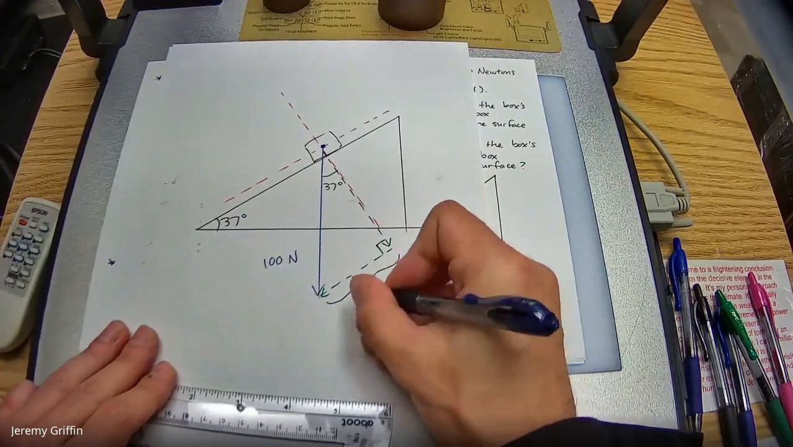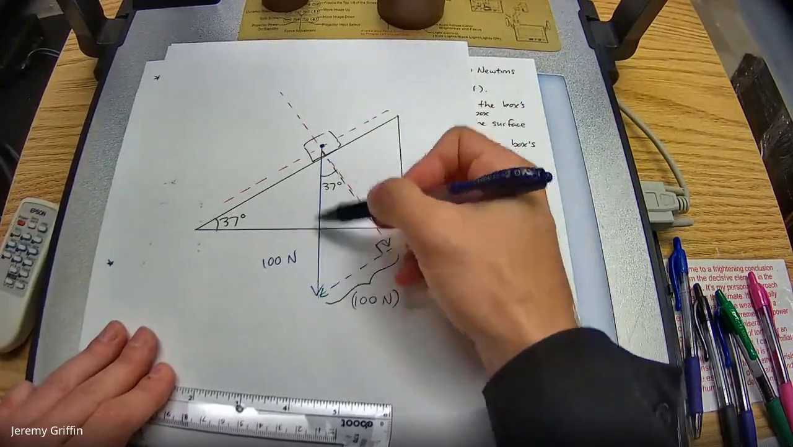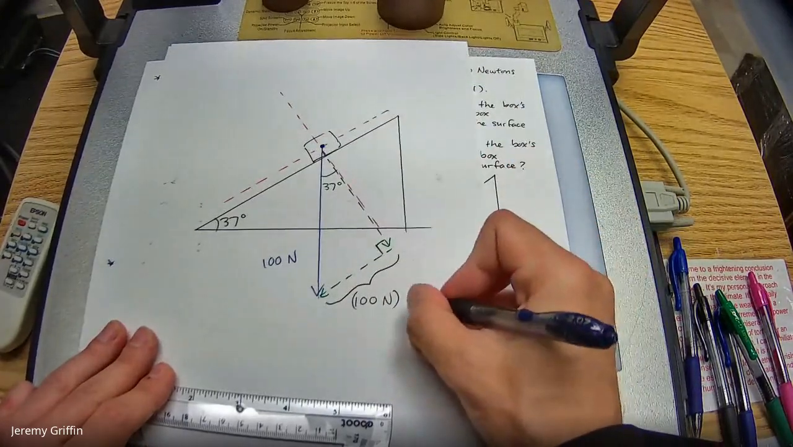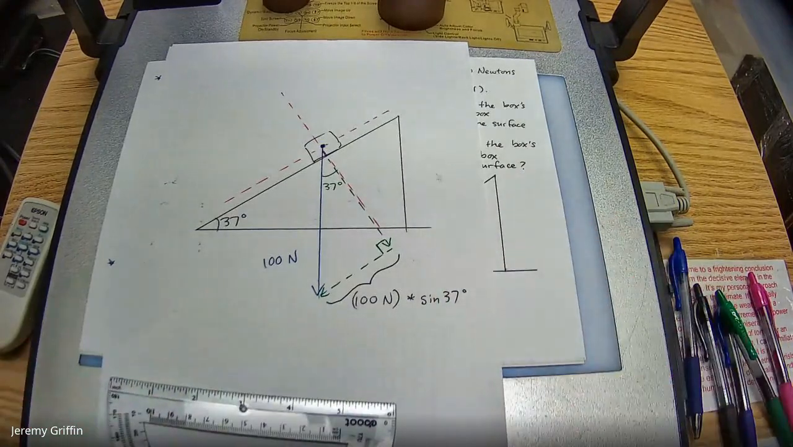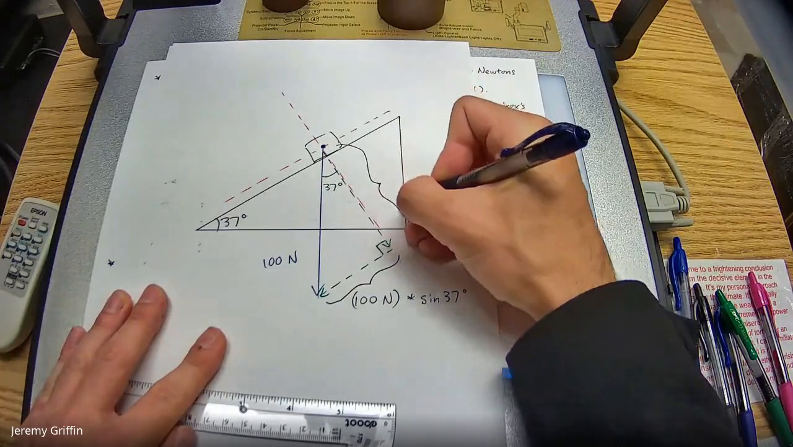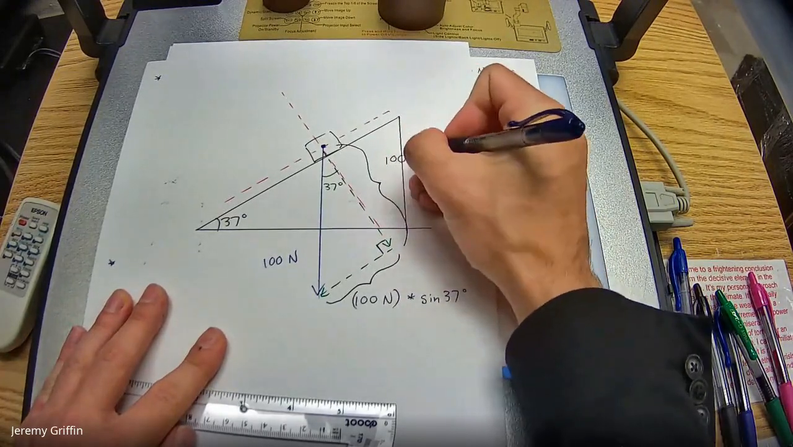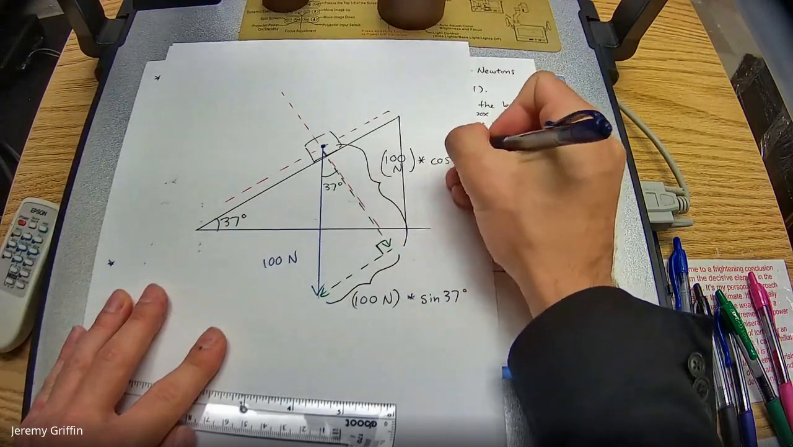Start out with your 100 newtons, which is like the hypotenuse of this triangle. You guys see a nice little right triangle down here, don't you? Right? Yes, times sine of 37 degrees. Yeah. And if that's true, then do you think that this component is 100 newtons times cosine of 37 degrees?